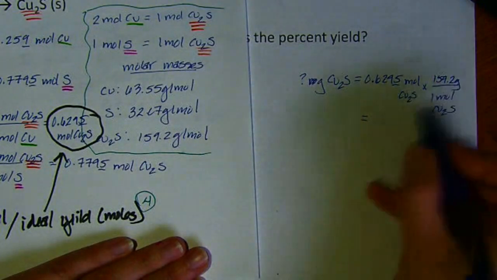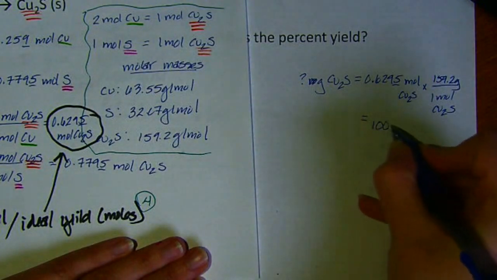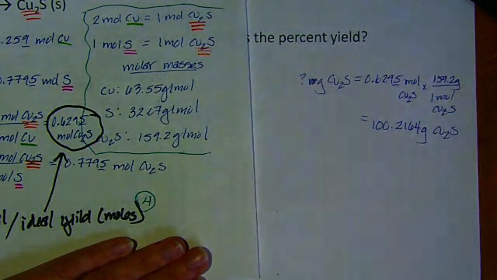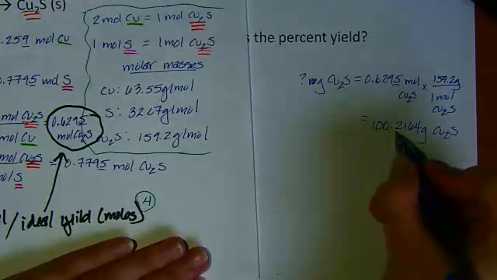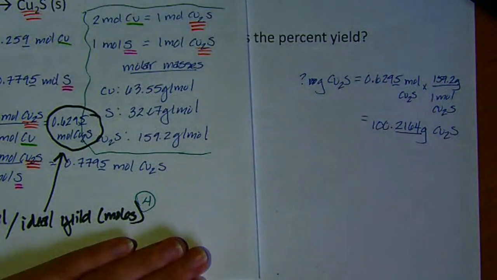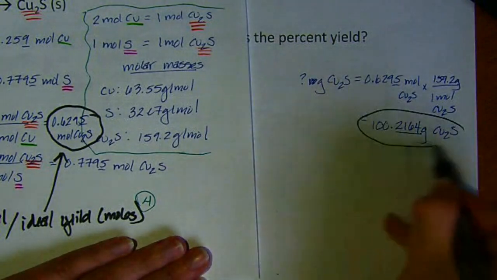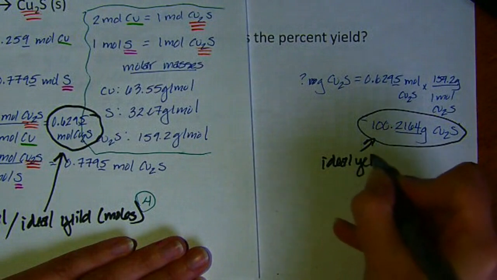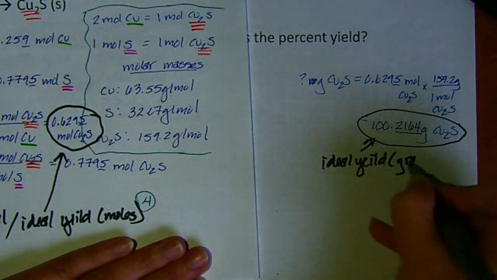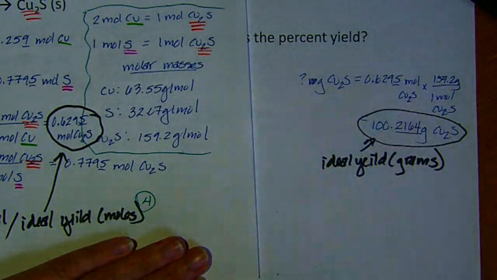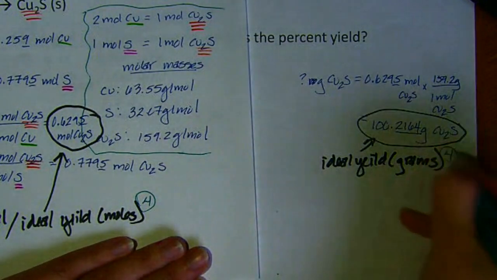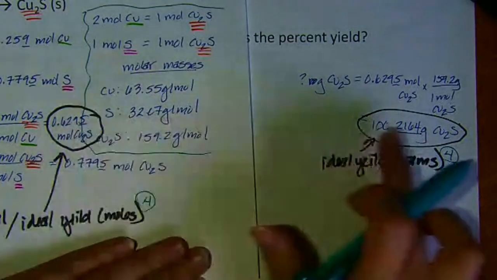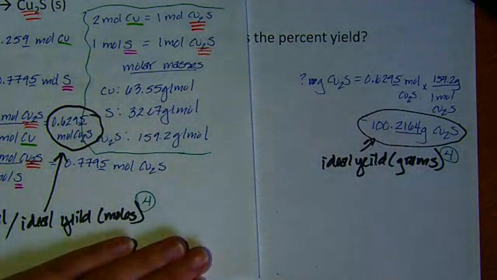When we multiply those, we find that our ideal yield in grams is 100.2164 grams. This is my ideal yield in grams. So nothing has changed between these two values except for the unit that it's in.